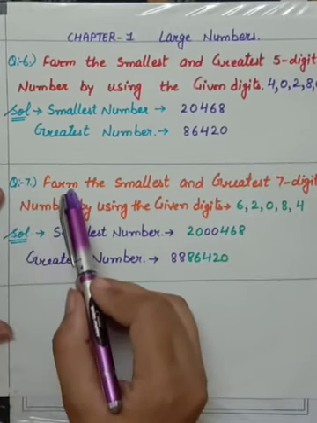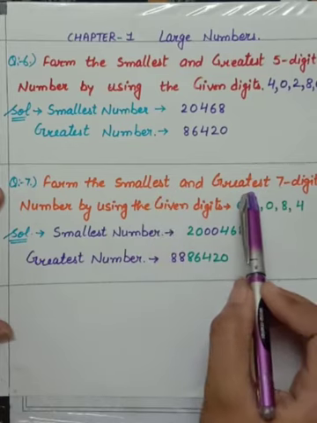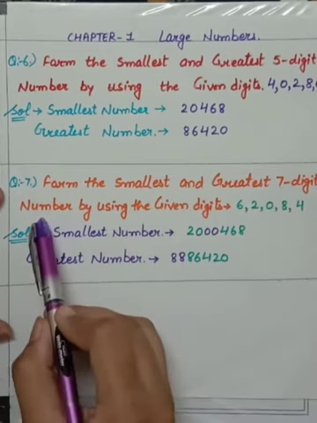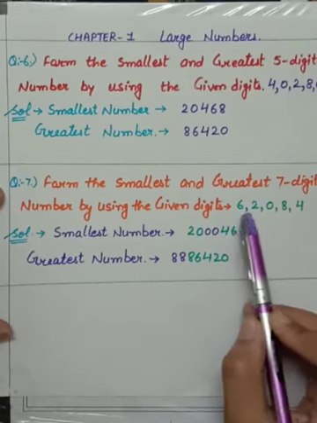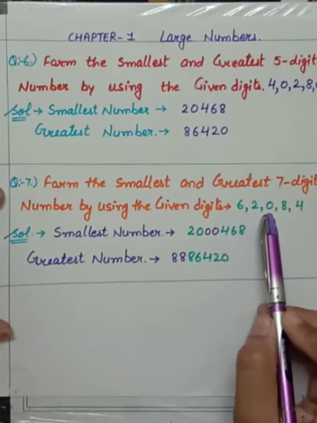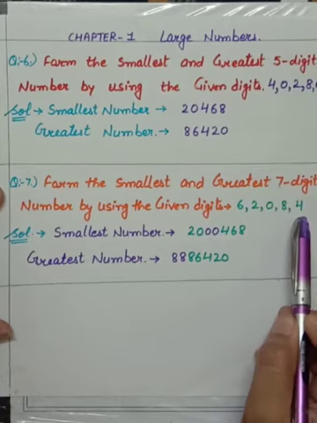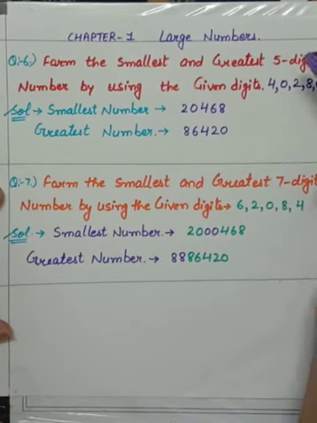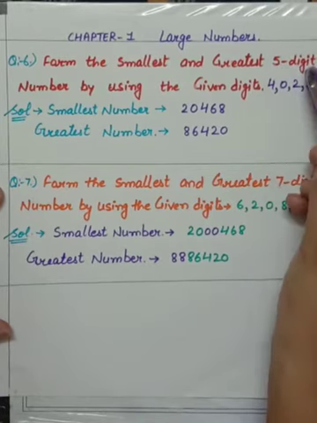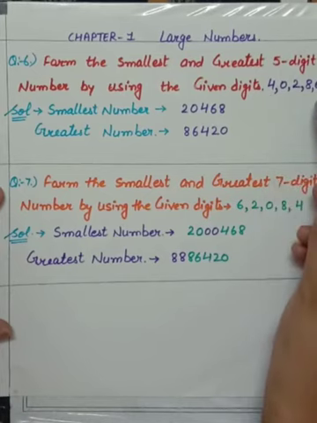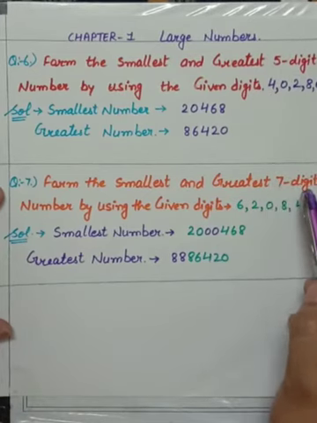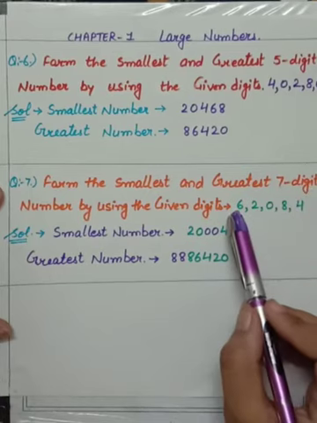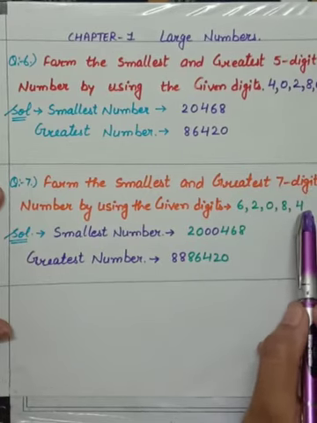Question number 7. Form the smallest and greatest 7-digit number by using the given digits. Here digits are given: 6, 2, 0, 8, 4. As we checked in the first question, according to the statement, how many digits are given? Same we will check in the 7th question. But here we need 7 digits. Now count the given digits, how many are there?